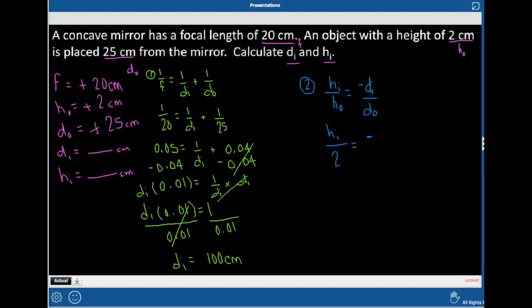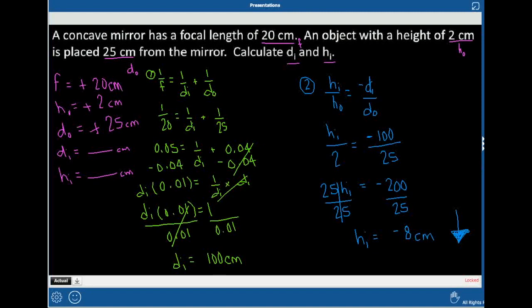Okay, our DI was 100, but there's a negative here, so we'll have negative 100, and then our DO is 25. And then I'm just going to cross multiply. So I'll have 25 HI equals negative 200. And divide both sides by 25, and I'm going to get -8. Okay, this means that our image is inverted. That's what that negative means. It just means that the image is inverted or upside down.